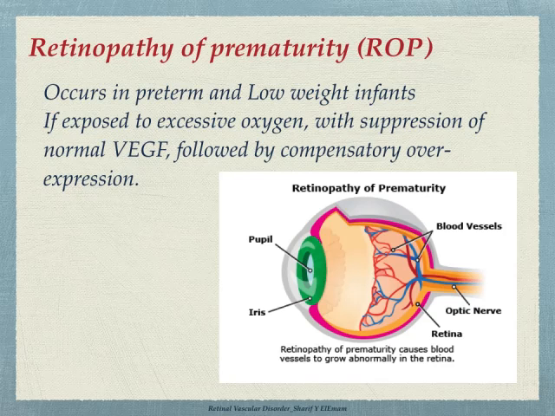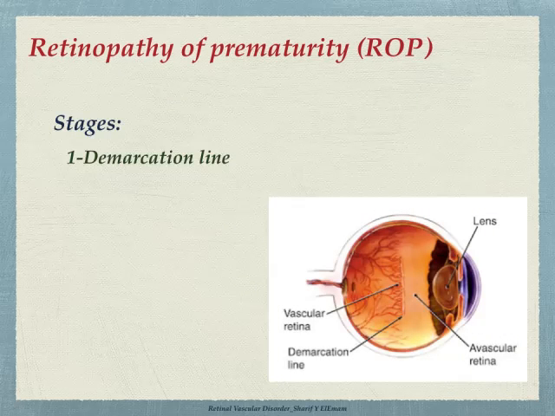However, when the child leaves the incubator and is not exposed to this very high level of oxygen, it leads to sudden compensatory overexpression of VEGF, and this is not limited to the normal formation of blood vessels, but it switches to the other side, and it leads to excessive formation of the blood vessels, leading to the problem of retinopathy of prematurity. It has different stages.